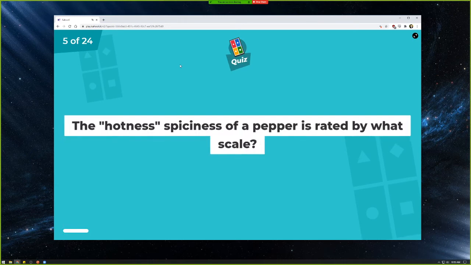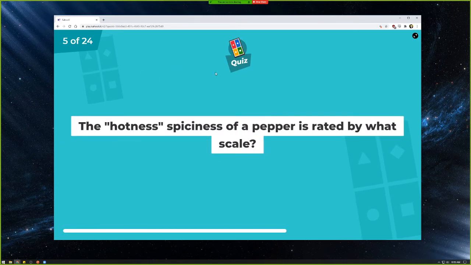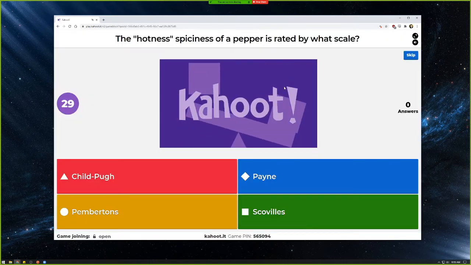All right. The hotness or spiciness of a pepper is rated by what scale? Sometimes I include fun questions. I don't know how fun it is, but the Child-Pugh scale, Payne scale, Scoville scale, or Pemberton scale?